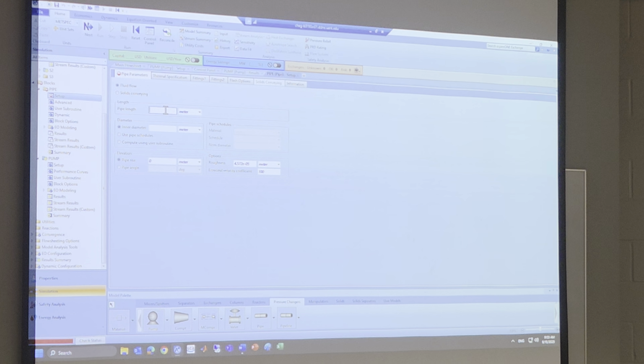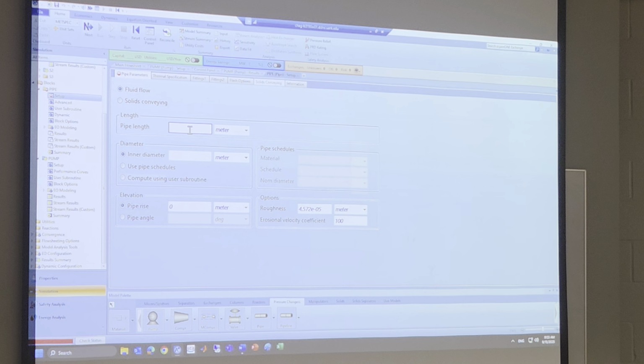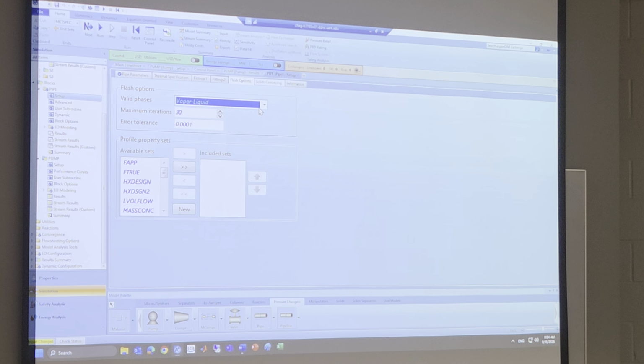So let's continue. In this case, what is given is 2,000 meter. Pipe schedules are given, same as carbon steel, Schedule 40 and 3-inch diameter. And flash option, liquid only. I will reset.